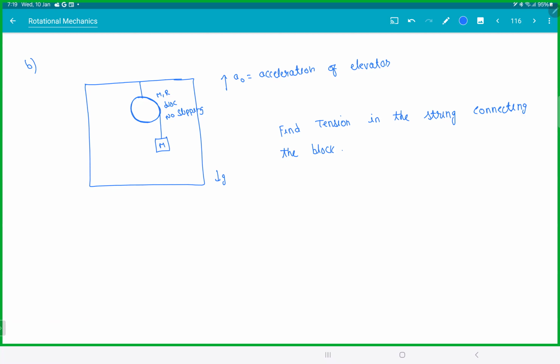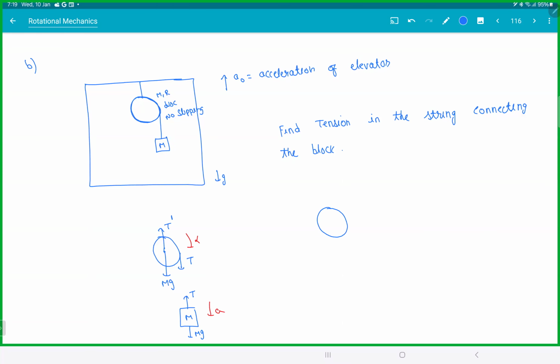See, if I write the equations now, let that be T dash, T, own weight mg, block M, this is T, this is mg, let this be alpha, let this be A. Now look at this no slipping condition.